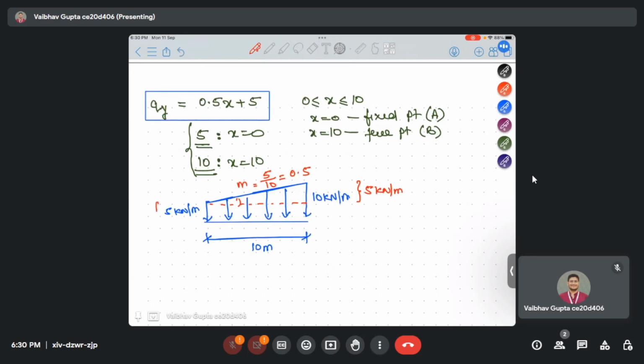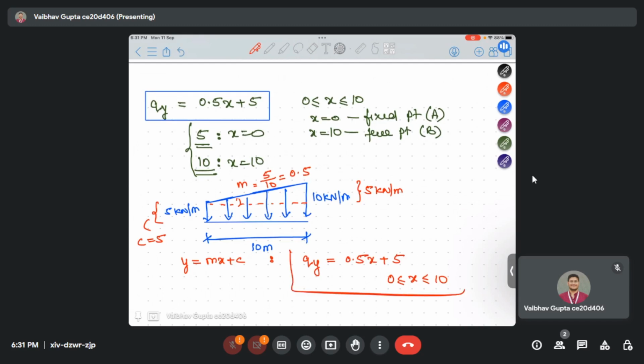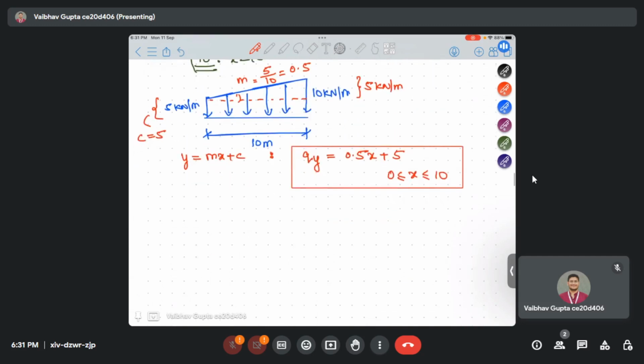Initial intercept c value I got is 5. So the equation of a straight line is mx plus c. Our y is nothing but loading. Our m is 0.5, which is varying with x, plus intercept is 5. And x varies from 0 to 10. This is how I got my loading expression. Okay. So once you have the loading expression, just put it into the formulation.